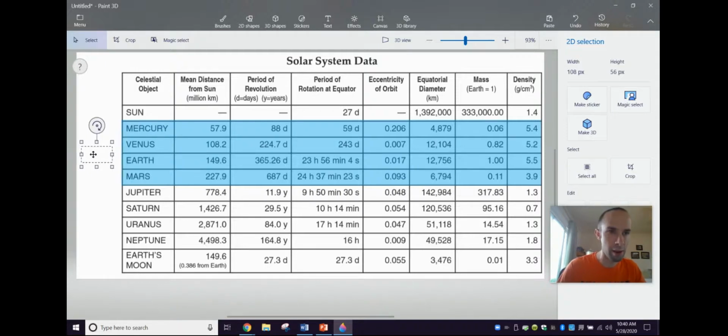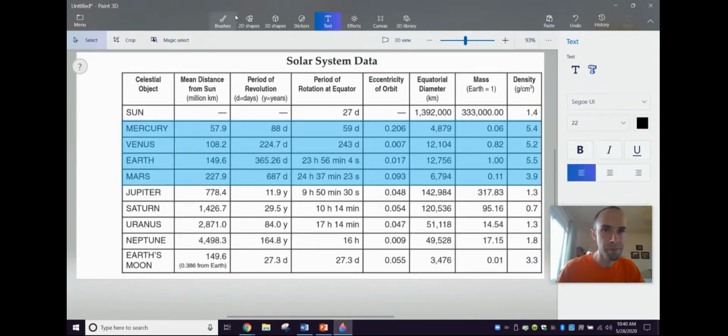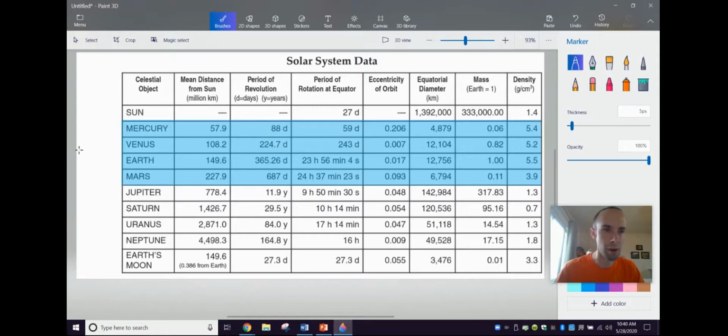And I'm going to write that right here if I can. I just do that with my marker. So these are terrestrial, T-E-R-R. Okay, terrestrial planets, and there are 4 of them. Now, why are they called the terrestrial planets? Because they have a rocky, solid surface.